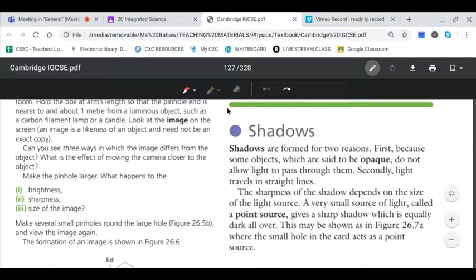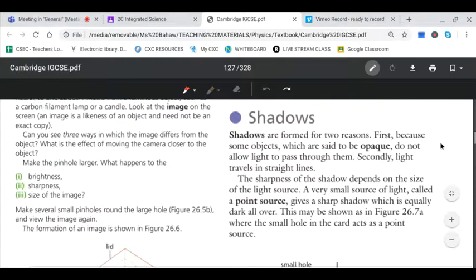Okay, so can everyone see shadows on their screen right now? Yes, ma'am. Alright then. Okay, so a shadow is basically formed out from two reasons.